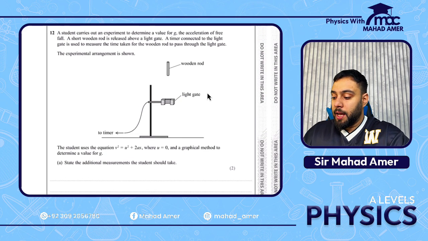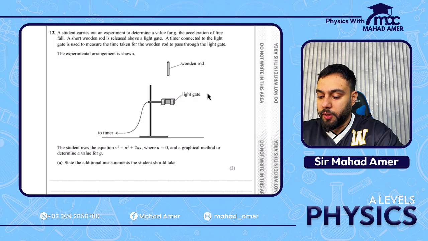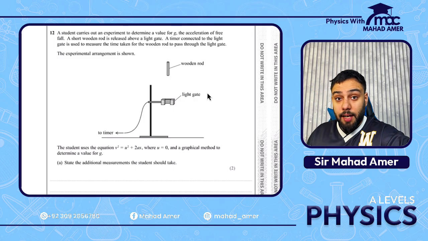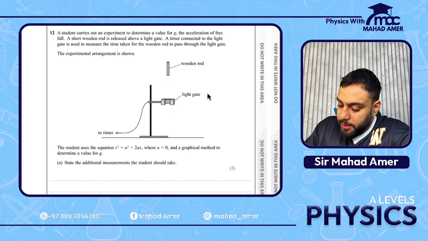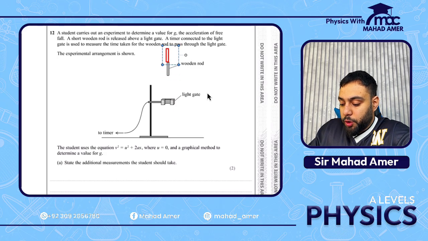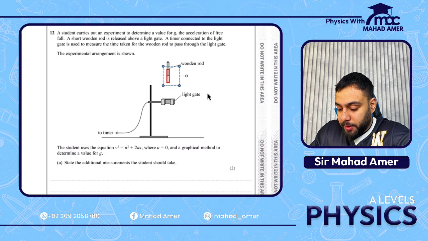Okay. I'm just going to be explaining the experiment first, so that you can actually understand what is happening. There is this wooden rod, and this is also a very common and very important experiment. This wooden rod is dropped from a certain height.